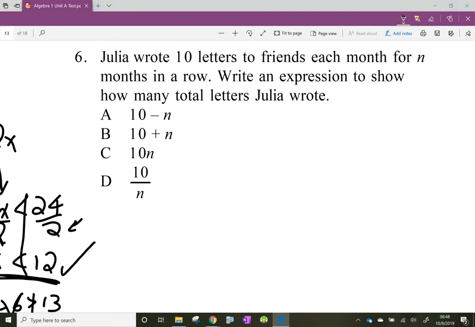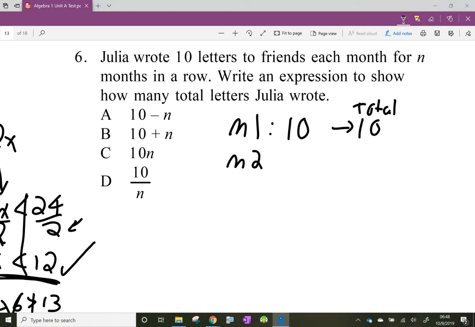Julia wrote 10 letters to friends each month for n months in a row. Write an expression to show how many total letters Julia wrote. So I like to kind of write this all out, right? Let's think about month 1. Julia would have written 10 letters, right? And her total amount of letters at that point is 10, right? Because she just wrote 10 letters in that month, and that's 10 total letters.